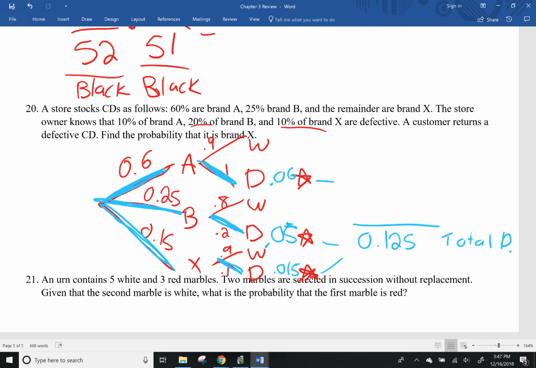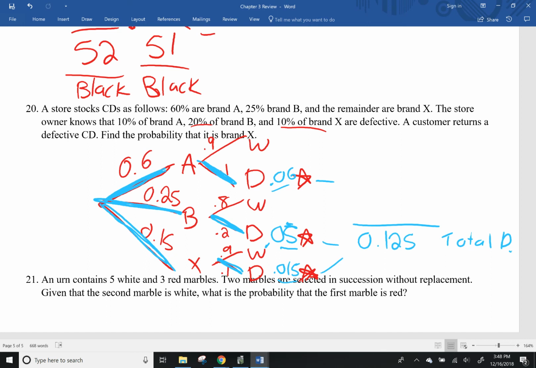Now think of it like if there were 100 CDs, 6 of them would be defective and brand A CDs. 5 of them would be defective and brand B CDs. And then I guess 1.5 of them, or basically 1 or 2 of them, are defective and brand X CDs. So think of it like that. And there are in total 12.5 defective CDs.